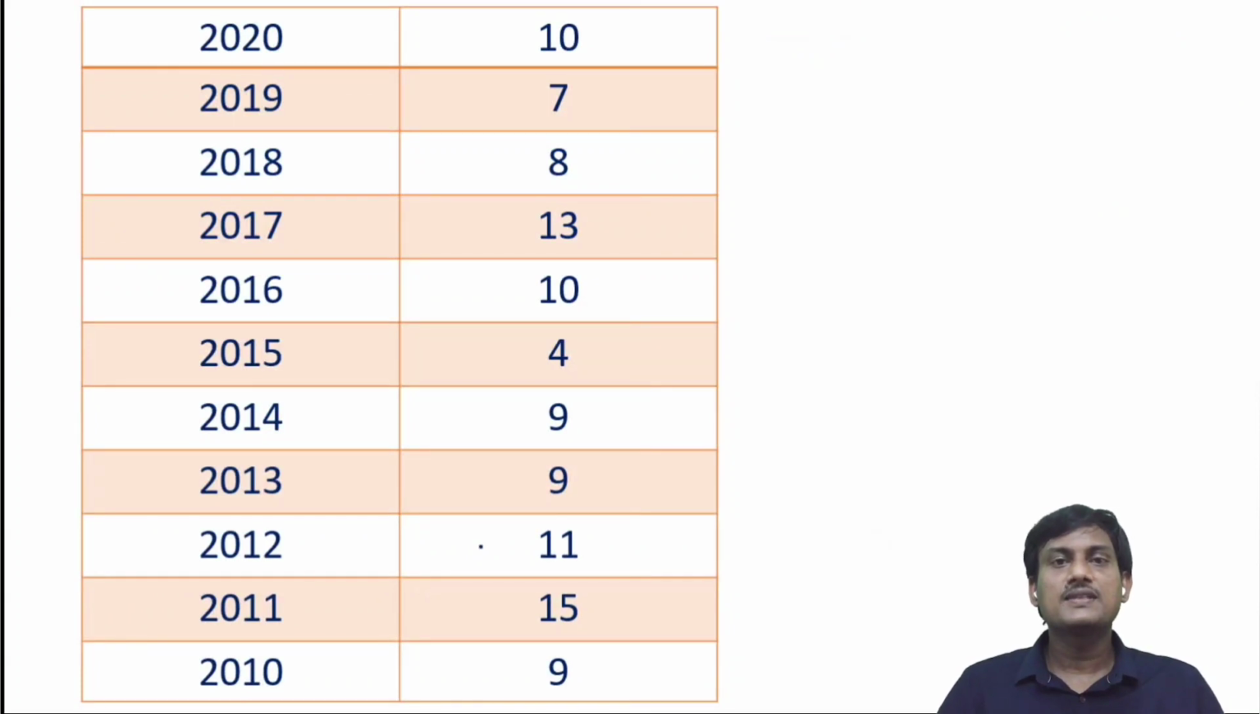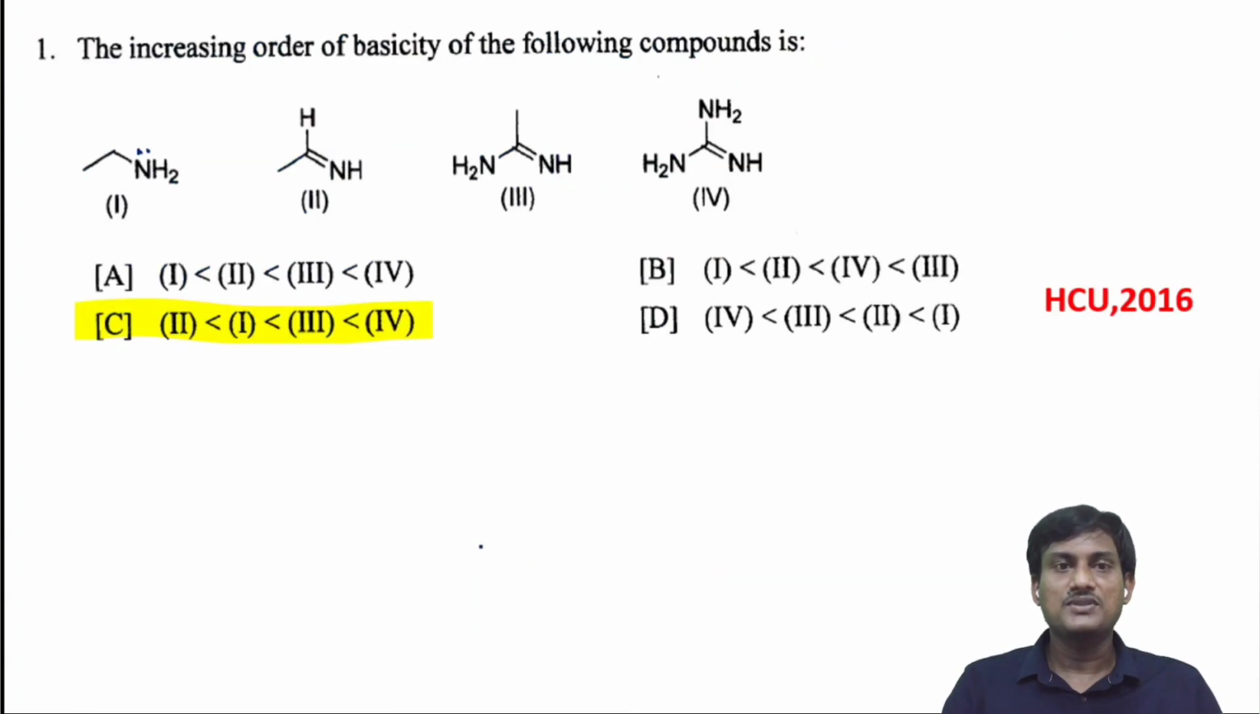These are year-wise questions from the lesson General Organic Chemistry. The increasing order of basicity of the following compounds is. This is an NH2 group, which is responsible for the basic nature of this molecule. Here also we have an NH group. Here you have a lone pair of electrons. Here you have a lone pair of electrons. Here also we have a lone pair of electrons. Here we have a lone pair of electrons. The more the availability of the lone pair of electrons, the more the basic nature.